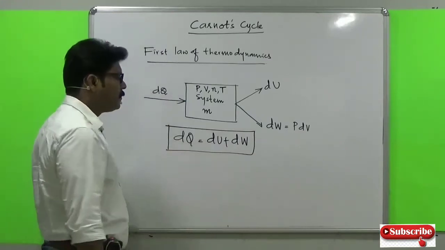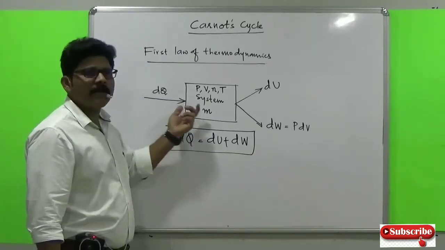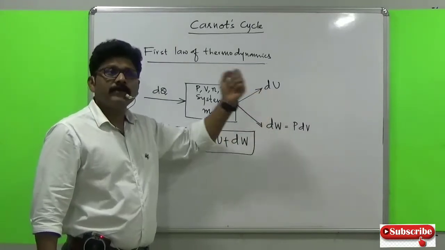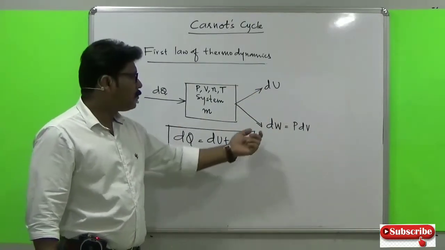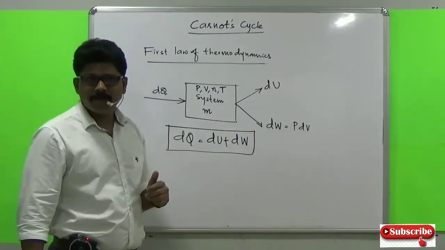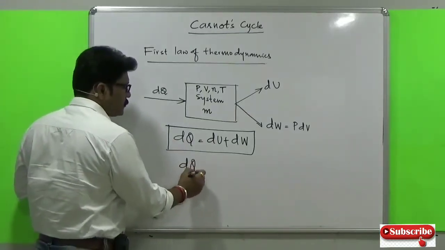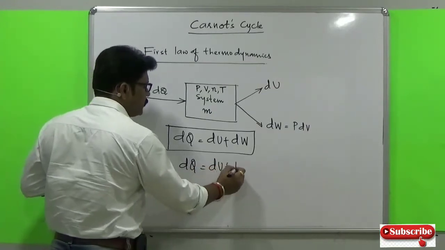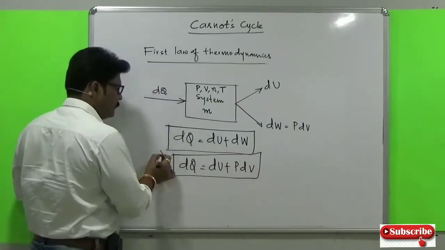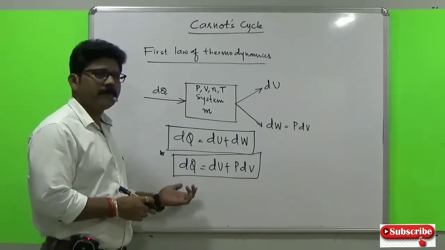So dq is equal to du plus dw. That means whatever heat is supplied to the system is utilized in two ways: to increase the internal energy of the system and to do the external work, that is nothing but P into dV, pressure into change in volume. Or dq equals du plus P into dV. Right. Now what do we require in this?